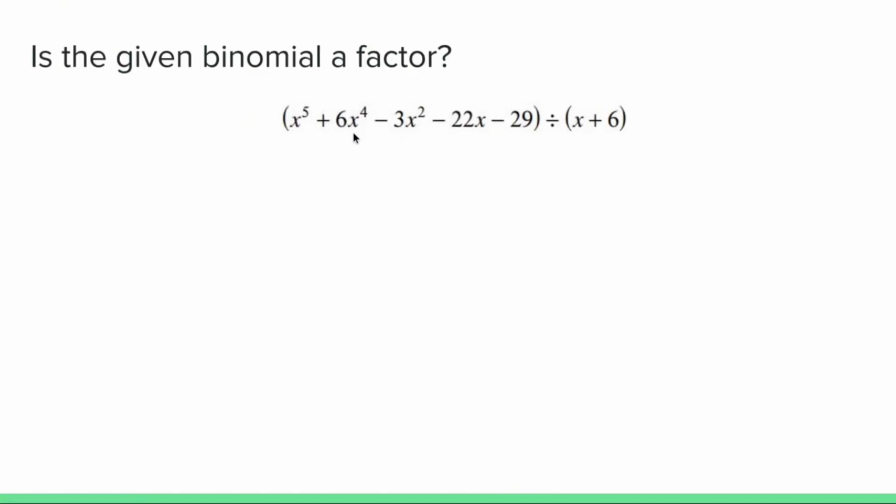Is the given binomial a factor? Well, a binomial is a factor if the number that makes this expression equal 0 makes this one equal 0 as well. So if I were to subtract 6 from both sides, that magic number is going to be -6.